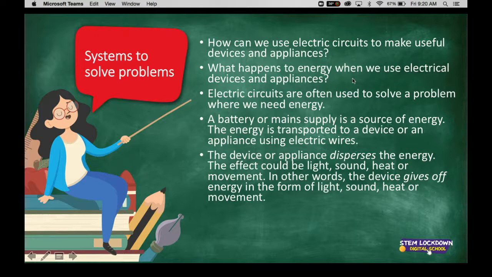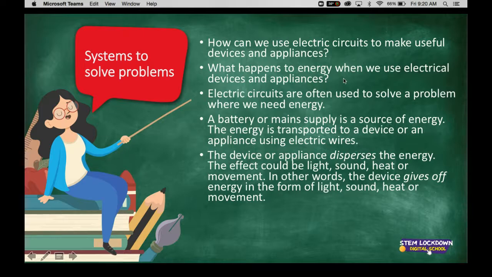Now we are talking about systems to solve problems. Let me give you an example. Let's think of a heater. A heater is a sort of machine, and obviously it solves a problem. What problem does a heater solve?